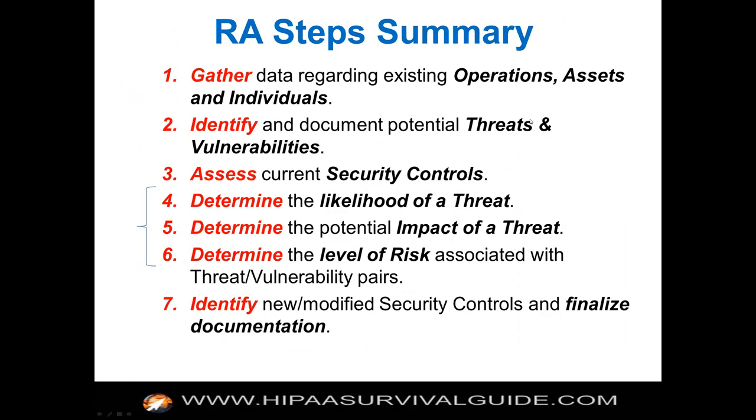So as a summary, the seven steps: gather the data regarding existing operations, assets, and individuals. Right, these are the security objects you're going to apply safeguards and controls to. Identify threats and vulnerabilities, assess what you have in place now, determine the likelihood of a threat exploiting a vulnerability, determine the potential impact of the threat, determine the level of risk, and identify new or modified security controls, finalize documentation. That is a risk assessment.